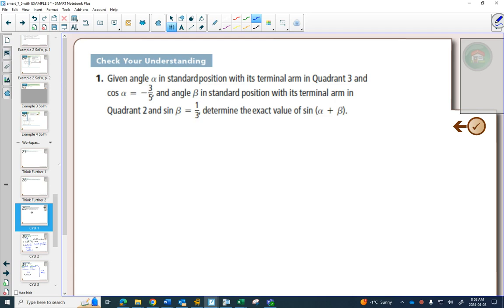Question 1 is a very typical double angle identity question. In fact, I give it a special name. I call these questions double triangle questions, because we are going to draw two triangles.